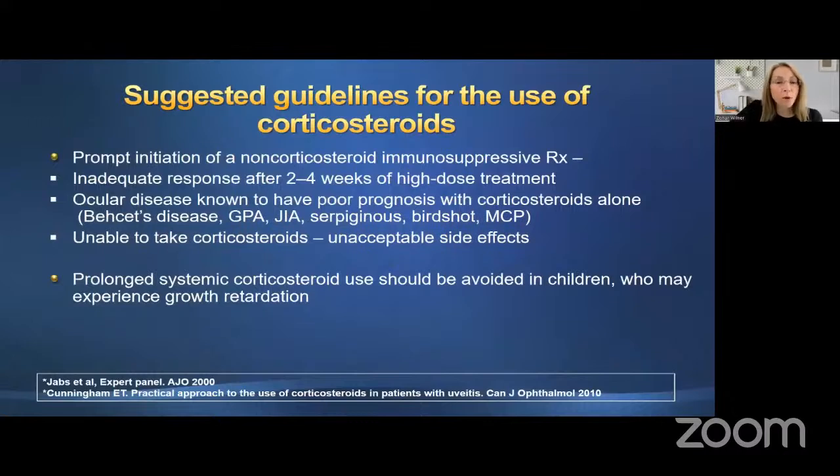We should consider prompt initiation of a non-corticosteroid immunosuppressive treatment if there is an inadequate response after several weeks of high-dose treatment, if there is ocular disease known to have poor prognosis with corticosteroids alone, or if the patients are unable to use corticosteroids due to side effects. We should always remember that prolonged systemic corticosteroids should be avoided in children who may experience growth retardation.